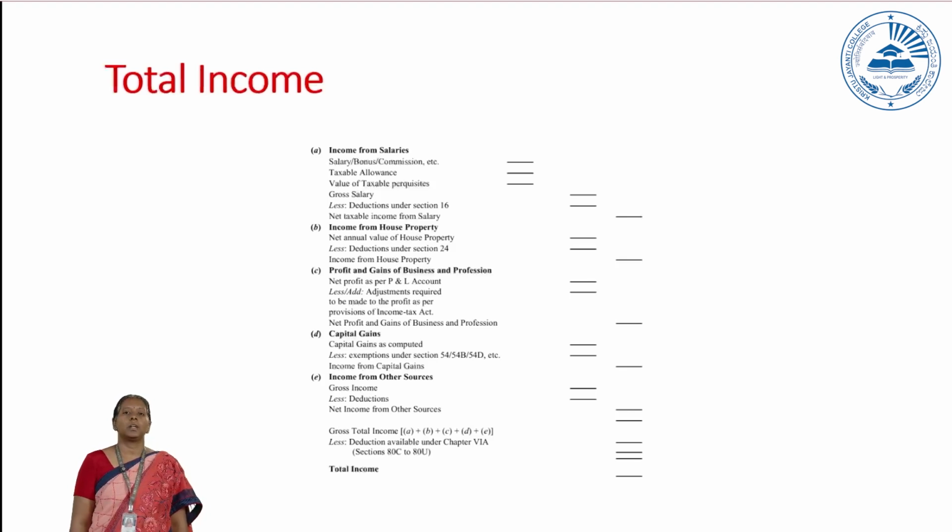Once GTI is done, we can claim the deductions under section 80C to 80U, which come under Chapter 6A. Wherever we can get exemptions, we can avail them so that our taxable income as well as the total income can be minimized if we avail all the deductions the assessee can claim. Once you take the total of all this, we arrive at the total income. Whatever the total income is for an assessee in the previous year, that is taxable in the relevant assessment year.